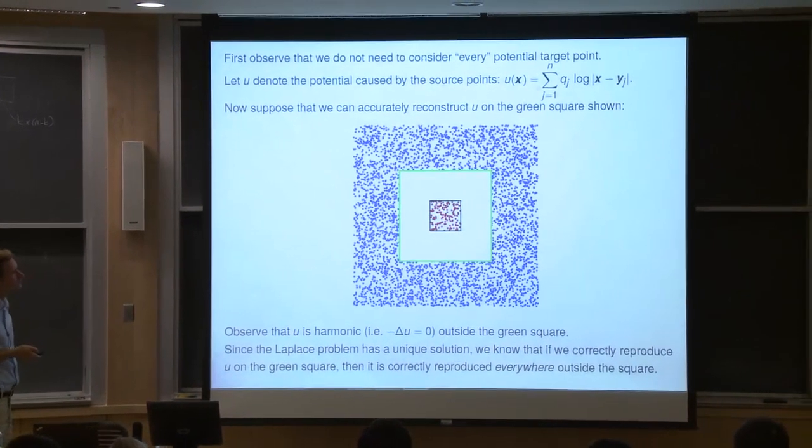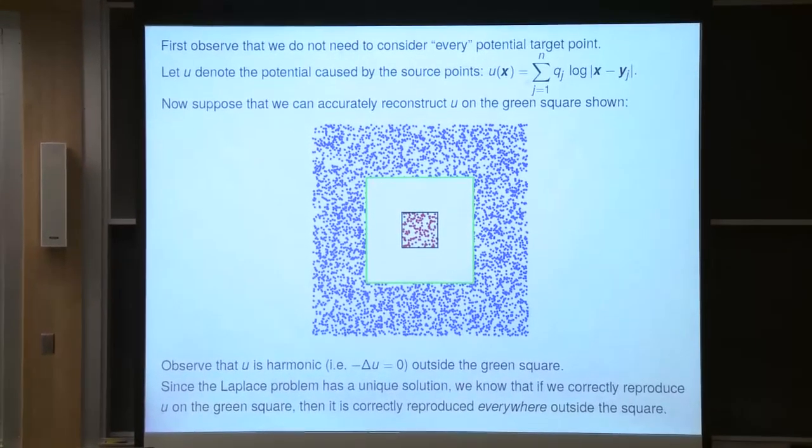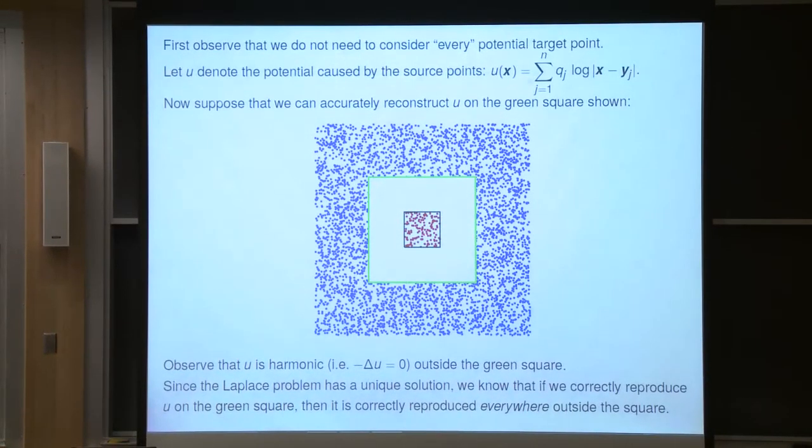So what this tells us is that if I can find a skeleton that's valid for mapping sources to potentials just on the green square, I'm fine. If I do that, I'm golden. Then I know from theory that necessarily I will correctly reconstruct potentials outside.